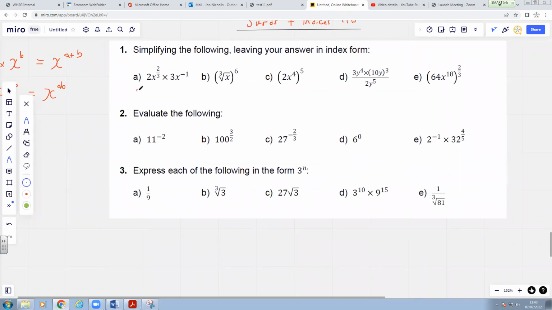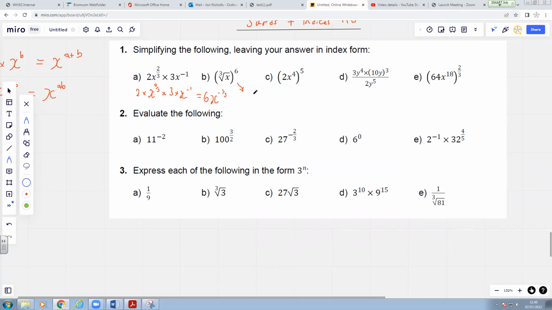Now remember, multiplication is something called commutative. And all that means is you can do it in any order you like, which is why what we can do here is we can deal with the x to the 2/3 times x to the minus 1 and the 2 times 3 separately. So we're going to get 2 times 3, which is 6, and then x to the 2/3 times x to the power of minus 1. We just have to add the powers, and 2/3 plus -1 is minus 1/3. And really, that's all there is to it.